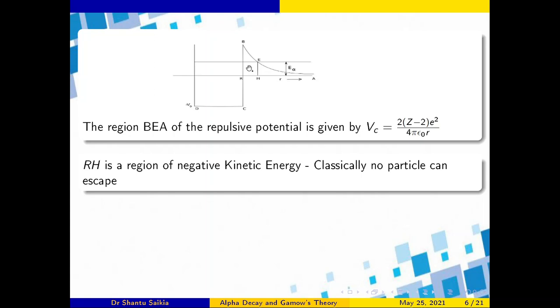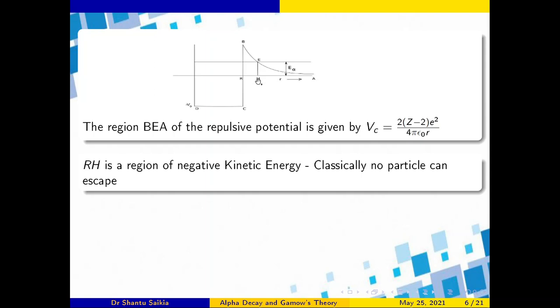But classically we know kinetic energy goes as v square. So if we have to have negative kinetic energy, it is not allowed classically. So RH is a region where the particle needs to have negative kinetic energy. If it is negative, then the velocity becomes imaginary. So classically, no particle can exist in this region RH.